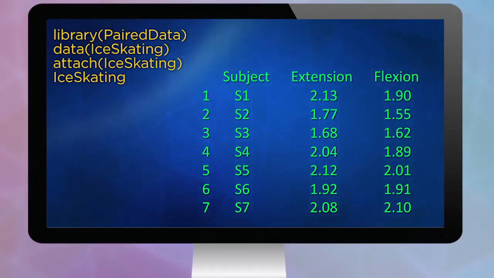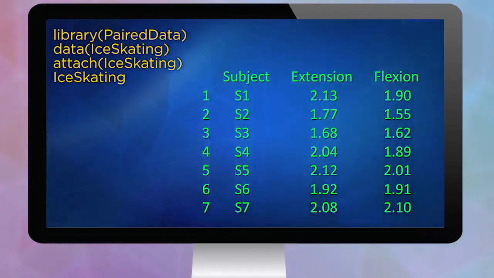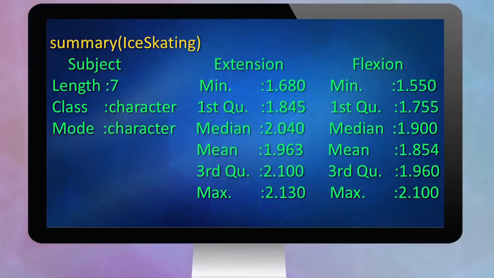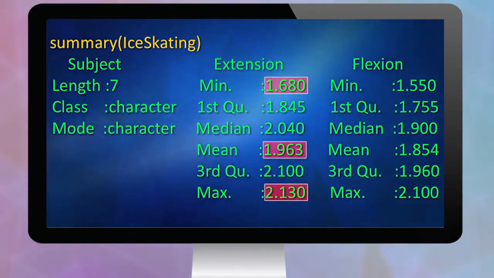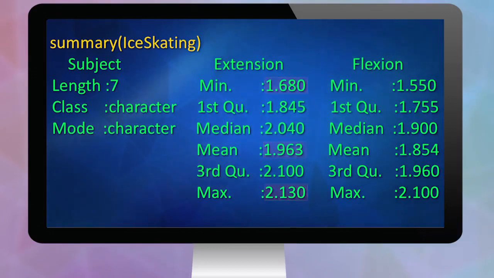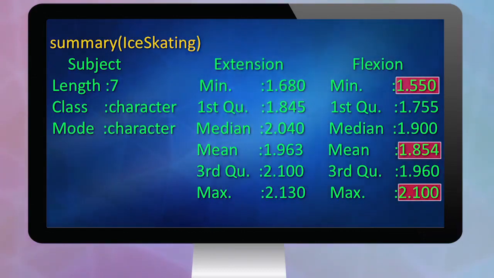Now, the first column shows we have 7 subjects in this data set, along with the extended speed measurements in column 2, and then you see the flexed speed measurements in column 3. Now, our summary statistics are going to really give us an idea of the spread of the data. And here we see that extension ranges from 1.68 to 2.13, and it has a mean of 1.963 meters per second. Whereas flexion ranges from 1.55 to 2.1 meters per second with a mean of 1.854.